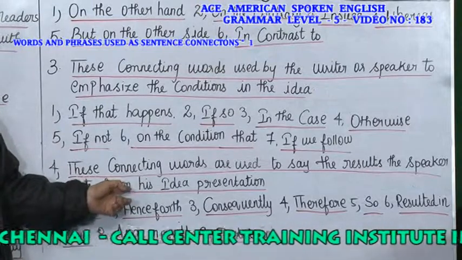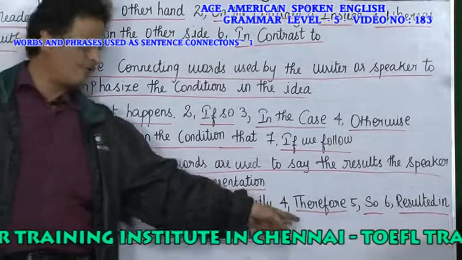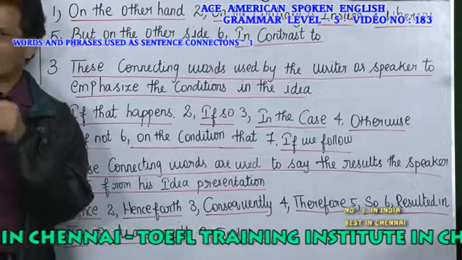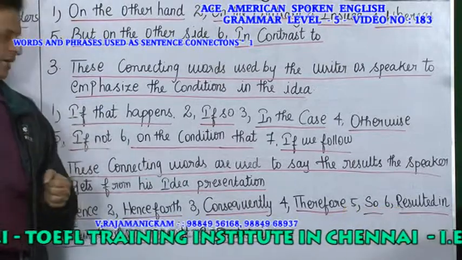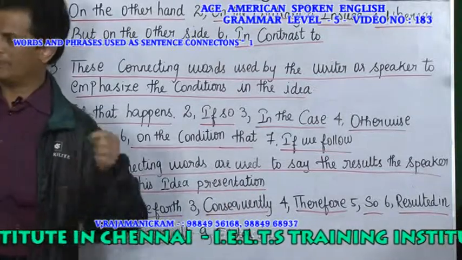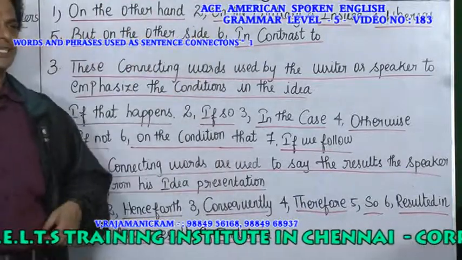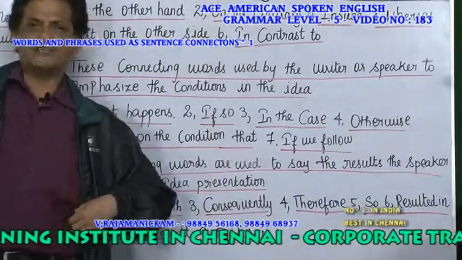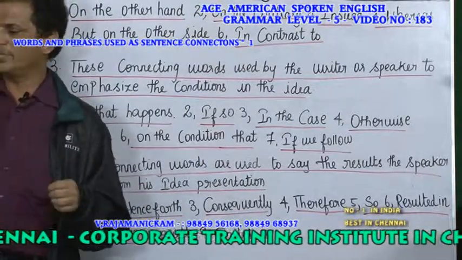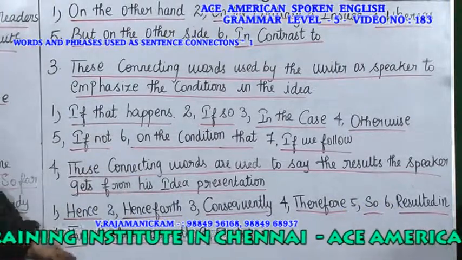So the results are there. Results the speaker is getting. For getting results, you are using these words. Therefore, how do you say? I ran very well in the competition. Therefore, I was selected in the basketball team. Resulted in means what? See, Jayalalitha canvassed very well, which resulted in getting 40 seats, parliamentary seats, resulted in. So, for results you are using these words, thus.